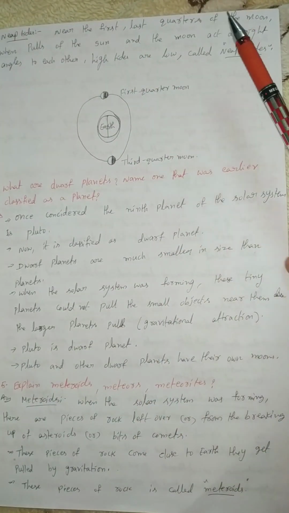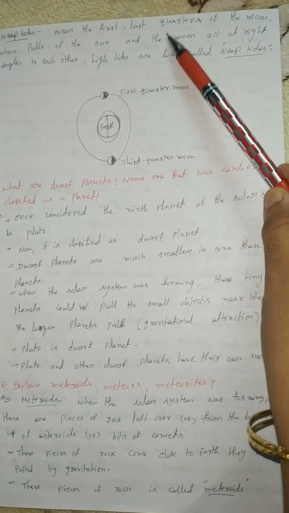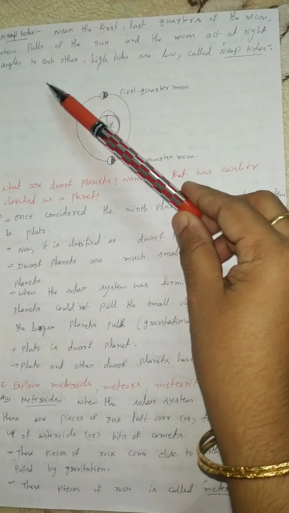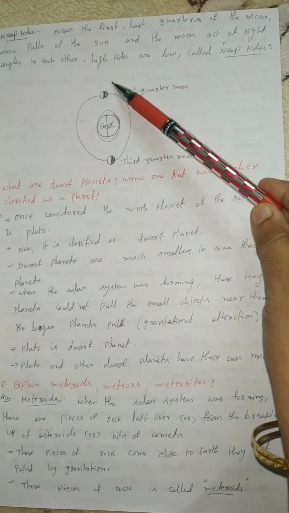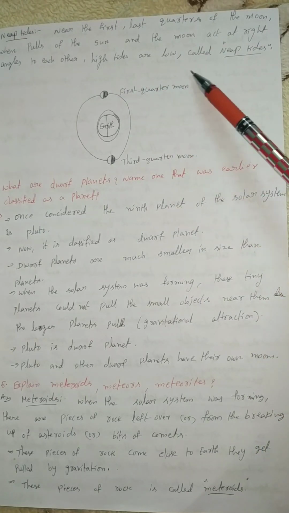So neap tide means near the first or last quarters of the moon, when pulls of the sun and the moon act at right angles to each other. So high tides are low. So it is called neap tides.